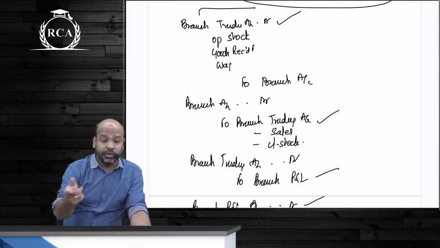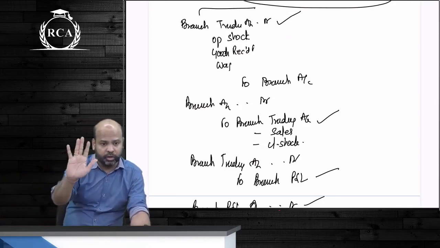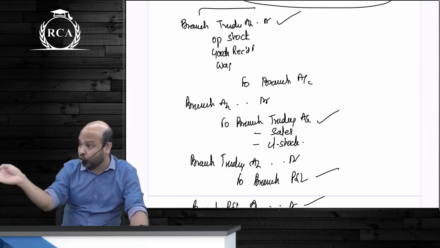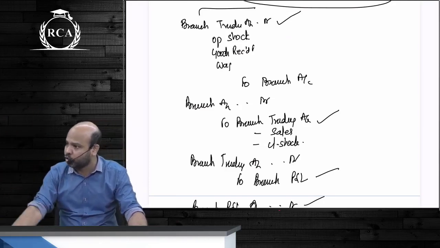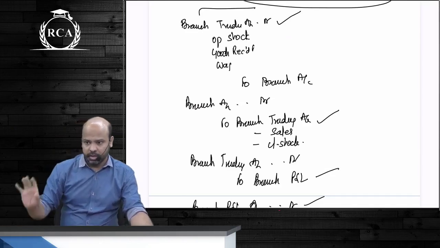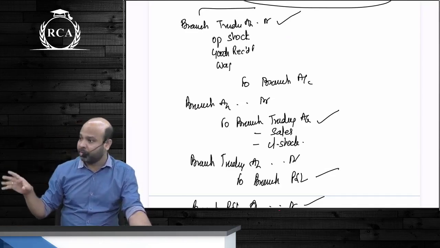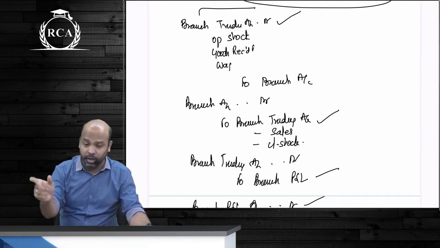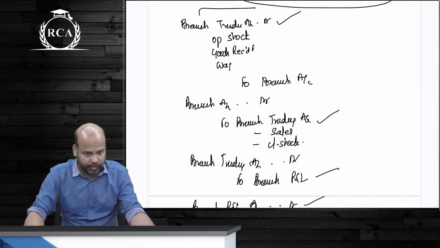Then there were one or two questions in which they said that the branch is not going to prepare the trading and P&L account. It is going to close all the nominal accounts by transferring them to head office. Remember? They're only maintaining assets and liabilities. The rest of the accounts they are closing. So depending on that information, you will have to see what is to be done.